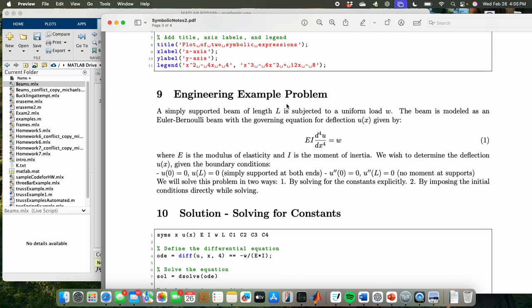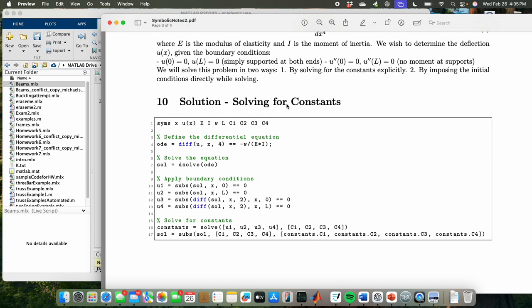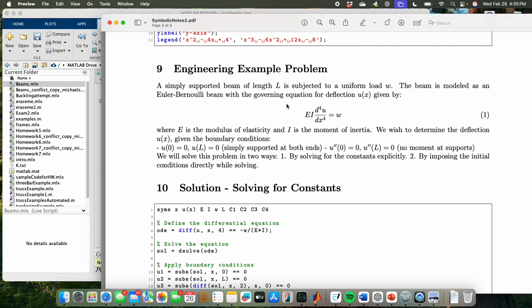Okay, so we have 15 minutes here. Let's talk about this one. So this is for structural engineers. We talked about this briefly before, right? A simply supported beam of length L is subjected to uniform load W, right? This is the fourth order differential equation governing beam bending. This should actually be negative W. The fourth order is equal to negative W.